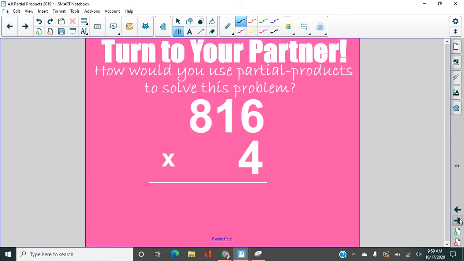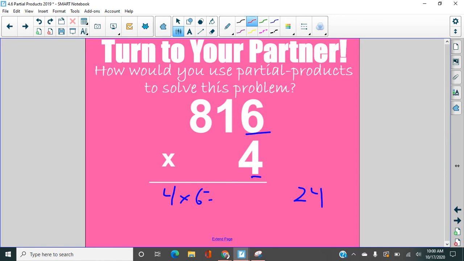All right, here we go. What should I do first on this problem? Okay, 4 times 6. 4 times 6 is 24. Where do I need to write the 24? Okay, yeah, I need to leave some space. I'm going to write it way over here.